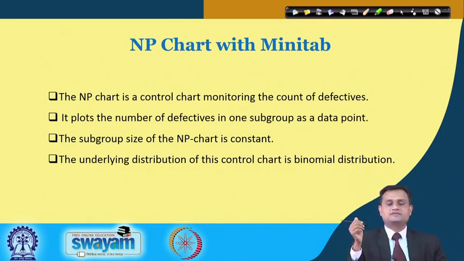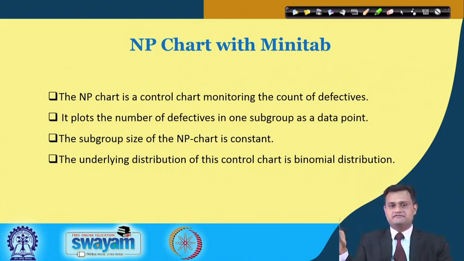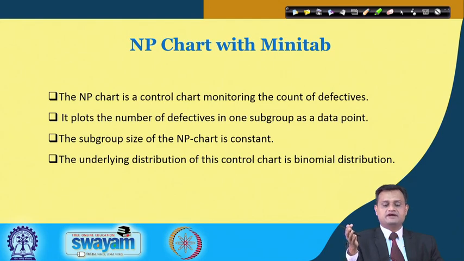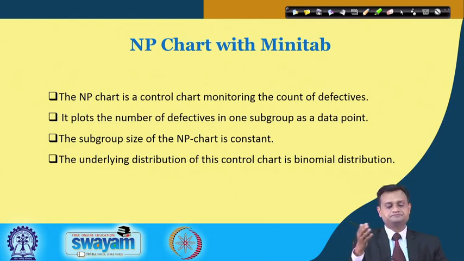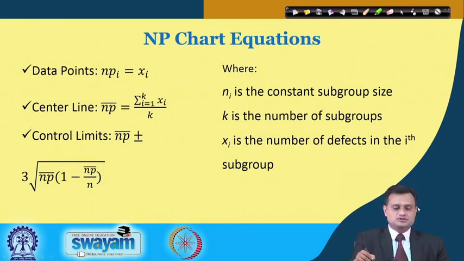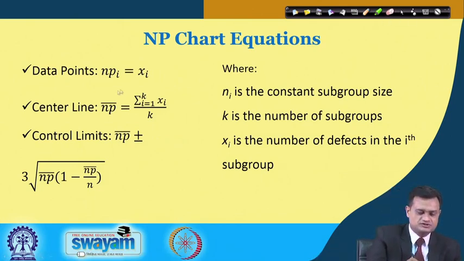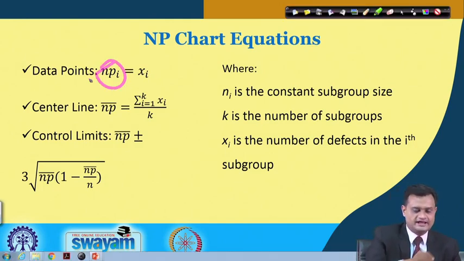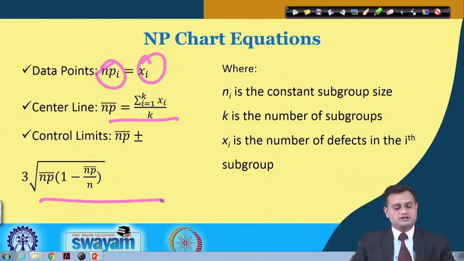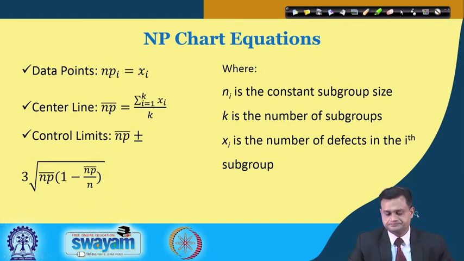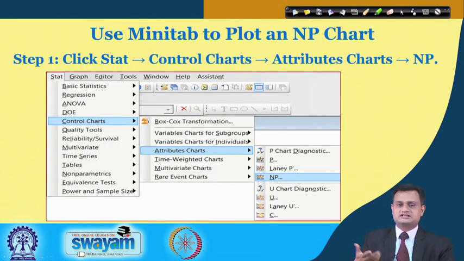So the NP chart with Minitab is a control chart monitoring the count of defectives, how many defectives there are. It plots the number of defectives in one subgroup as a data point, and the subgroup size of the NP chart is constant. The underlying distribution of this is the binomial distribution. Just to remind you, NP means I am just multiplying p with n. So for each Xi, you can find NP bar, and you can have NP bar plus or minus 3 sigma. So you can compute this.